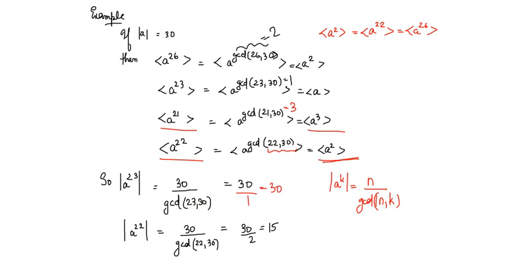Now another example, if you want to find order of a raised to 22, that will be 30 divided by GCD of 22 and 30, which is again 2. So 30 by 2 is 15. That is the order of a raised to 22.